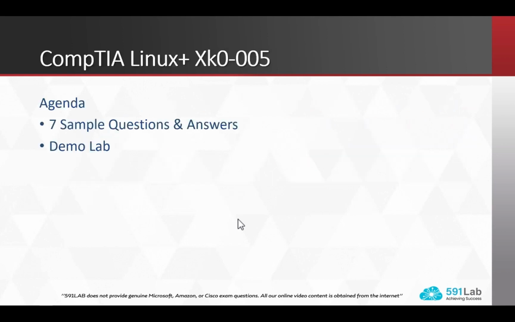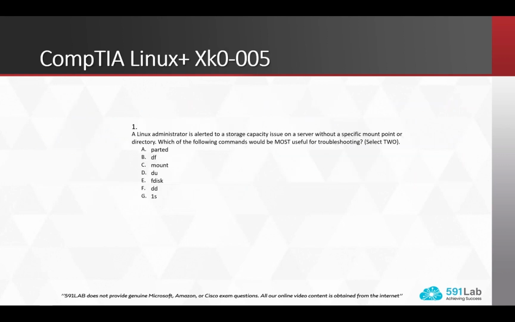In today's episode, we're going to take a look at 7 sample questions and answers, and then we're going to do a demo lab. Our first question: a Linux administrator is alerted to a storage capacity issue on a server without a specific mount point or directory. Which of the following commands would be most useful for troubleshooting? We need to select two options here, and the correct answer is B and C.